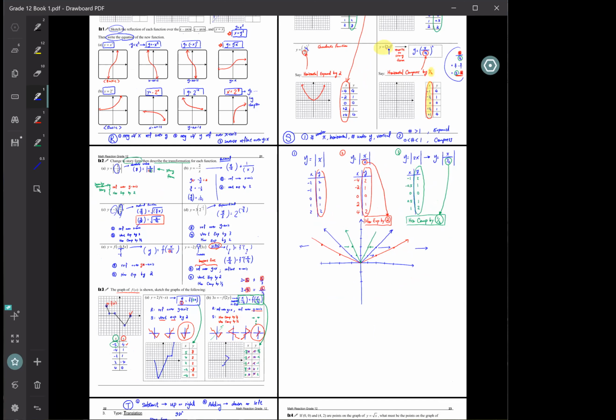Negative with x, reflect over y. Negative with y, reflect over x-axis. Inverse, reflect over y equals x. Yes, the diagonal line.